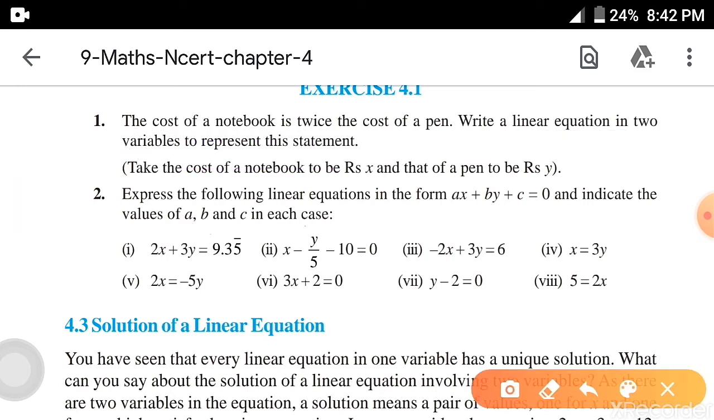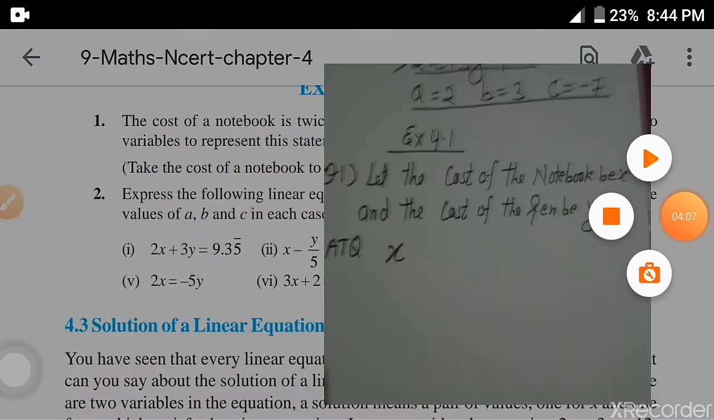Now what will we do? First I have to assume variables, but just keep in mind that we have to take the values, the cost of notebook and pen. You can see we have given a hint also in the form of x and y. You cannot assume it in the form of only x because then it is not a linear equation in two variables. So you have to choose two variables for that. So see how we will do this.